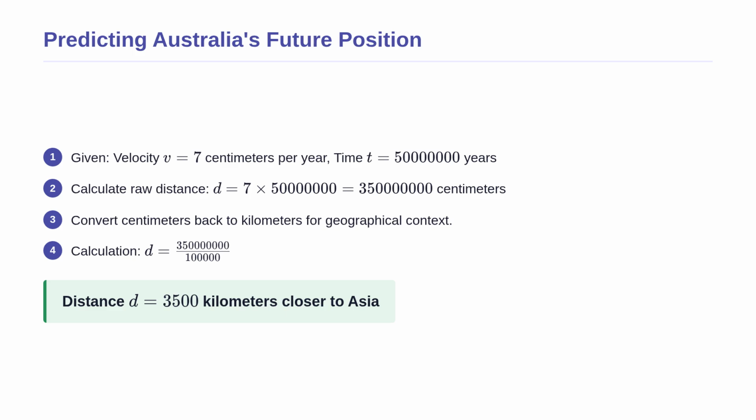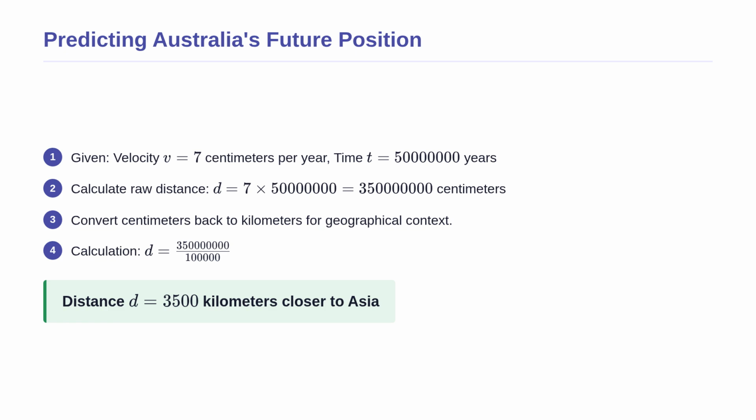Before we conclude, let us see this new formula in action. Australia is currently drifting northward toward Asia at a relatively fast rate of 7 centimeters per year. We want to know how much closer it will be in 50 million years. We are given the velocity and the time, and we need to find the distance. We multiply the drift rate of 7 centimeters per year by 50 million years.